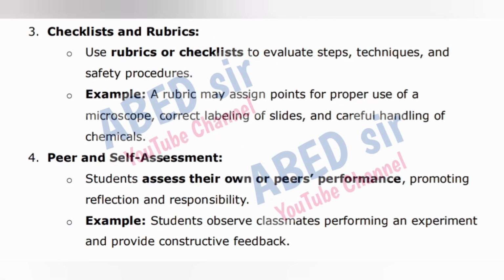3. Checklists and rubrics. Use rubrics or checklists to evaluate steps, techniques, and safety procedures. Example, a rubric may assign points for proper use of a microscope, correct labeling of slides, and careful handling of chemicals. 4. Peer and self-assessment.